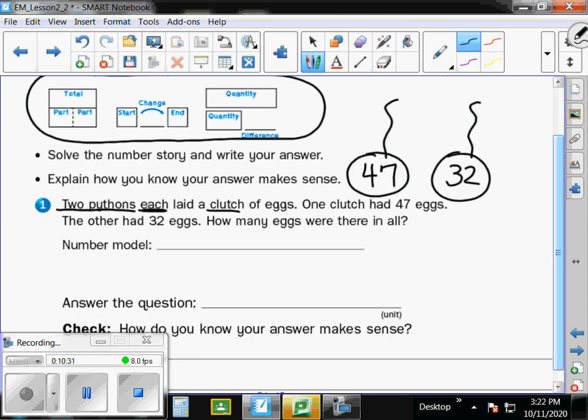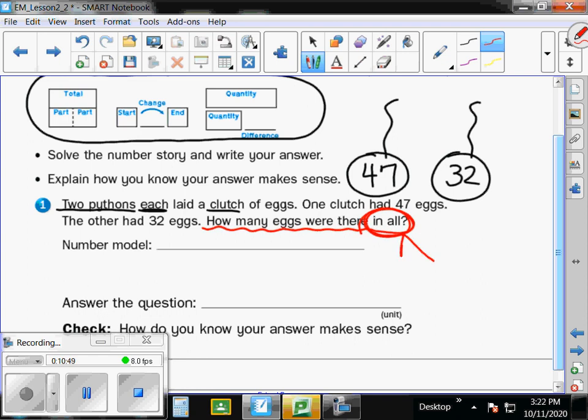Then read that question. So I drew what I know. I know I've got 2 pythons. I know each one of them laid a clutch of eggs, and I wrote down the numbers. That's what I know. Now let's look to see what I'm trying to find out. How many eggs were there in all?